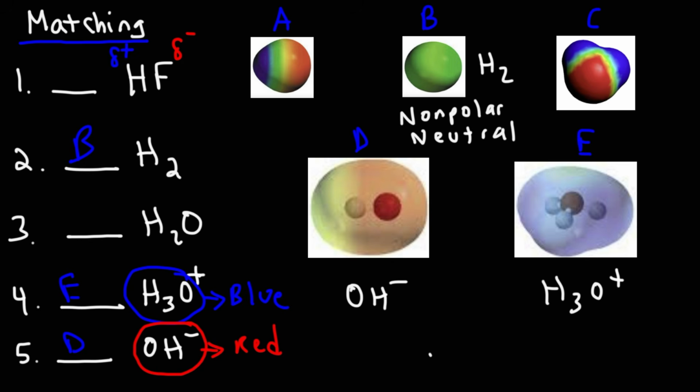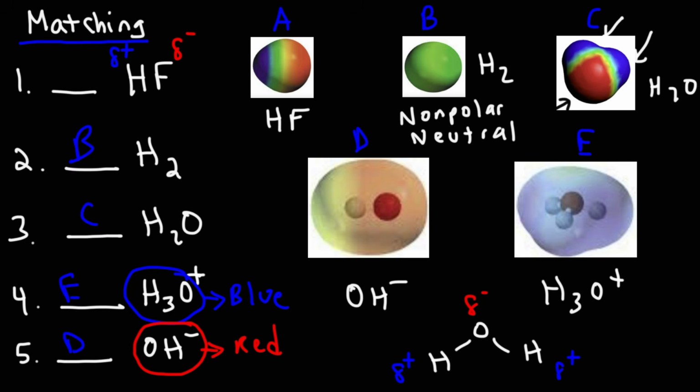Now if we focus on water, I'm going to draw it out. That's water. Oxygen is electronegative, so it's going to carry the partial negative charge. It's going to be red. And hydrogen is going to be partially positive, blue. And looking at the shape of this molecule, we can see 2 blue regions. That's the 2 hydrogen atoms. And we can see the red region, which is the oxygen. So C has to be water. For A, this has to be HF. So the red region represents fluorine. The blue region, notice that it's smaller here, that's hydrogen.